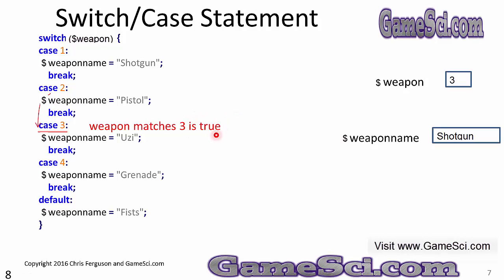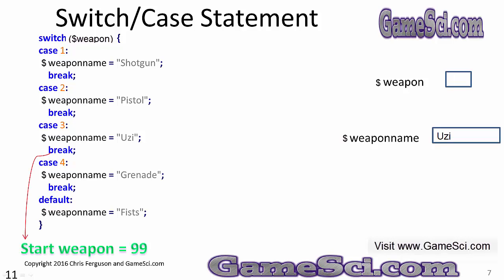Since this is a true statement, it's going to execute the code in case 3. So weapon name equals Uzi executes. You can see my weapon name variable changed to Uzi. After I set the weapon name to Uzi, I'll fall down to the break statement. The break statement does, as we've already explained, break you out of the switch. I selected case 3 to execute. I will break and get out of the switch and continue on with the program after the switch case statement.